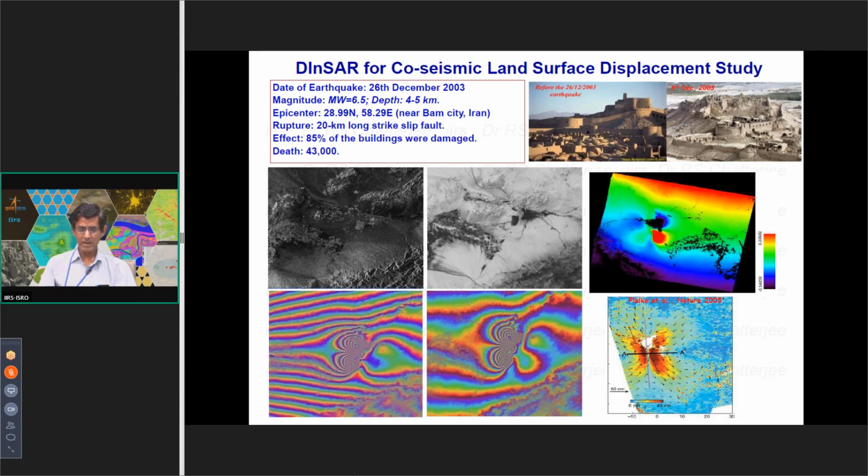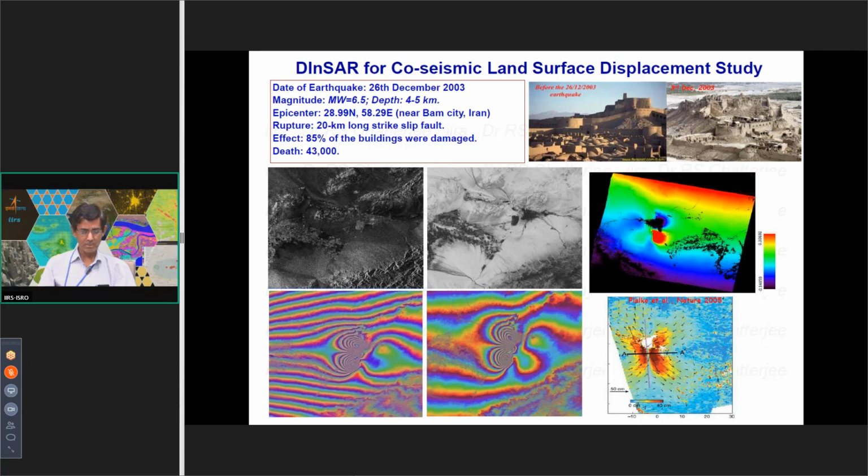You can see on the right top that the first photograph is before the earthquake, and the photograph below is after the earthquake. You can see almost everything has been damaged. 85% of the buildings were damaged, in fact, and there were 43,000 deaths. A very large number. The rupture is about 20 kilometers long, and the fault is a strike slip fault.